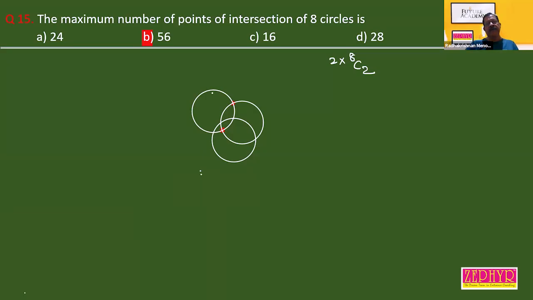If you consider these two, there are 2. If you consider this circle and this circle, these points of intersection are there. And if you consider this circle and this circle, again these 2. Total 6. How are you getting it? 2 into 3C2. So this you can consider as a formula. 2 into 8C2 is 2 into 8 into 7 divided by 2 factorial. So it is 56.